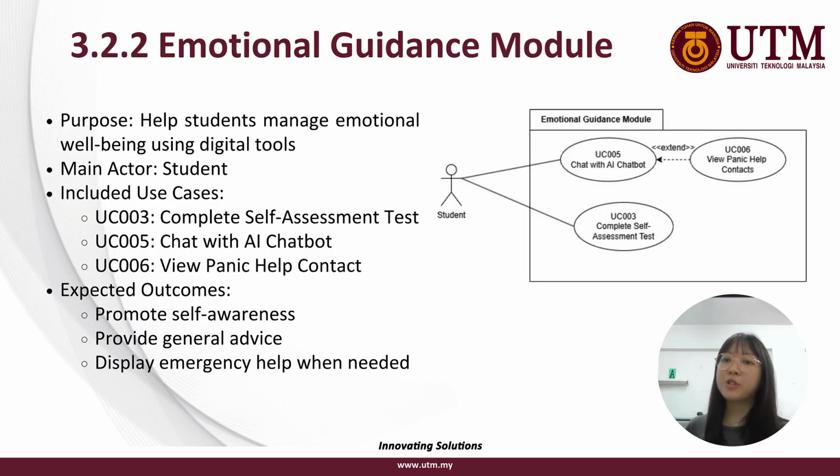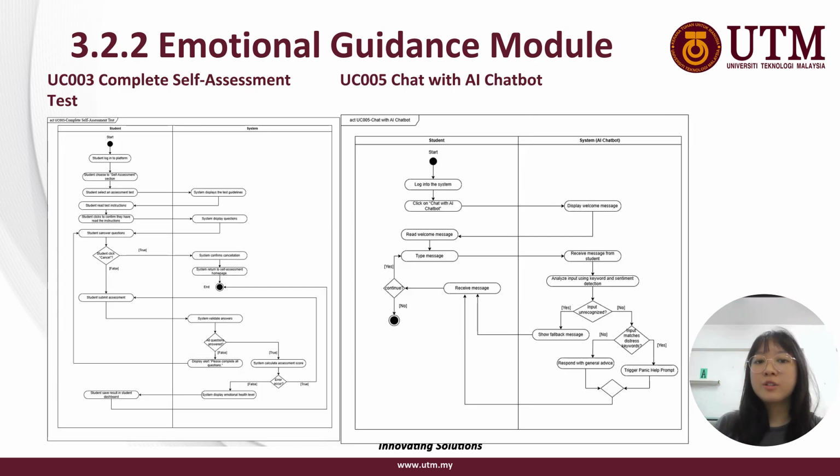So the next module is the emotional guidance module, and this module supports students in managing their emotional health. It includes 2 use cases, which are complete self-assessment test and chat with AI chatbot. In UC 003, which is complete self-assessment test, students take a structured test and receive instant suggestions based on their score.